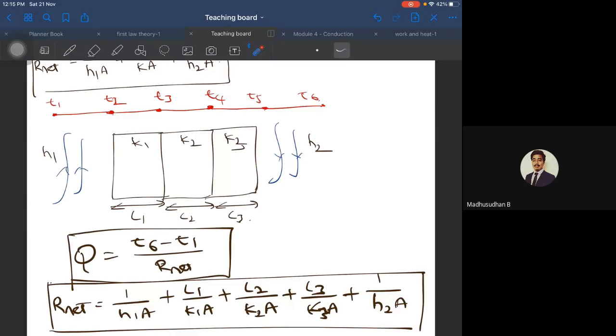There is one bit of derivation, and there are something known as boundary conditions of first kind, second kind, and third kind. Those will be discussed next week.